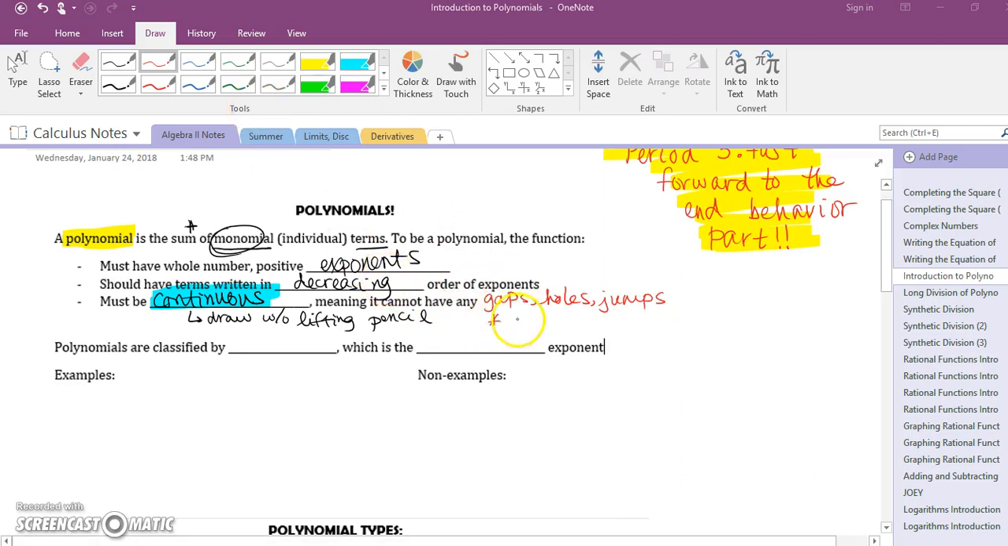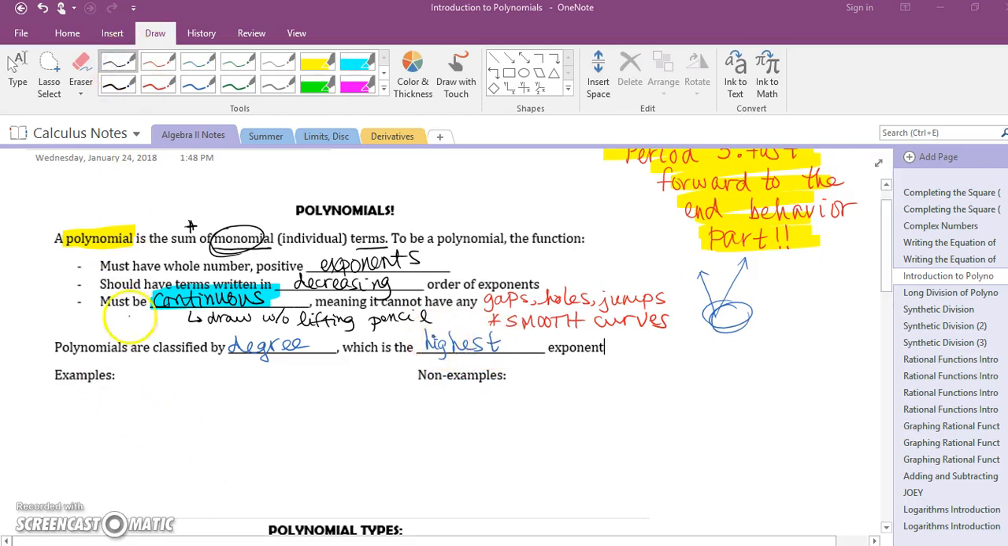And another thing is polynomials are smooth curves. There are no sharp points. Now, functions that you've seen before with a sharp point would be like an absolute value graph like that. So we can't have any sharp points like that. The next thing to know about polynomials is we classify them by something called the degree. And the degree is the highest exponent.